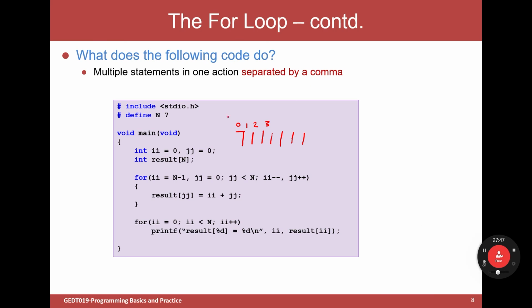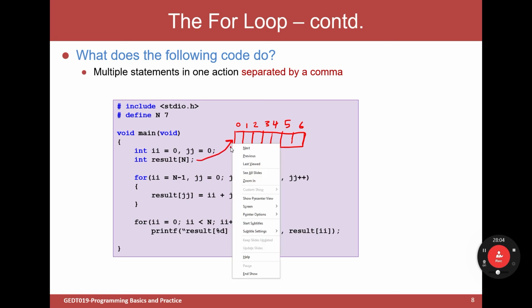Okay, so here it is. Element number 0, 1, 2, 3, 4, 5, 6. So those are 7 elements. Okay, 7 elements. Those are the 7 elements of the result. This one is the result, 7 elements.